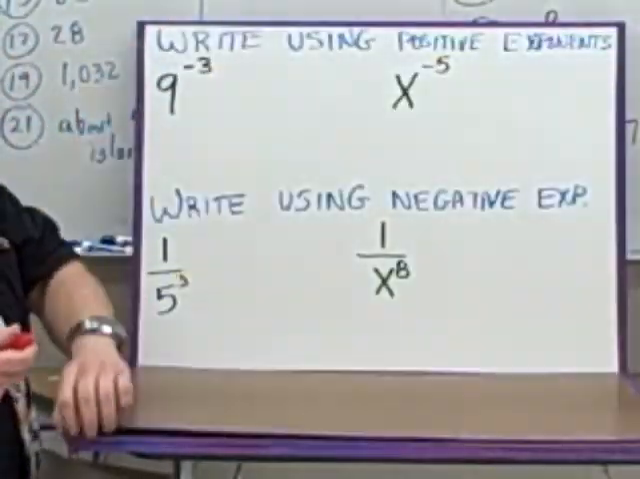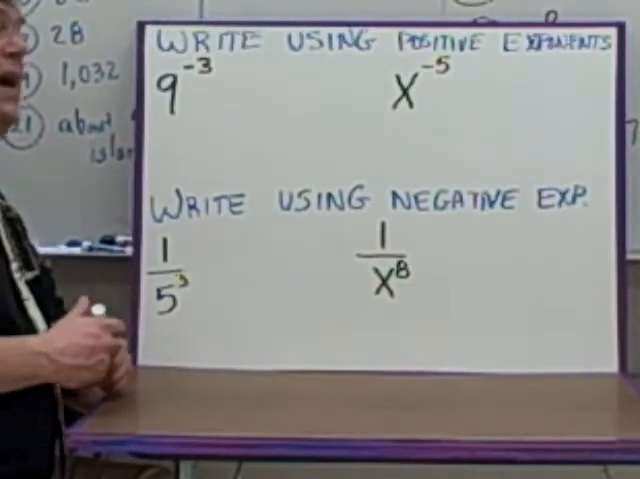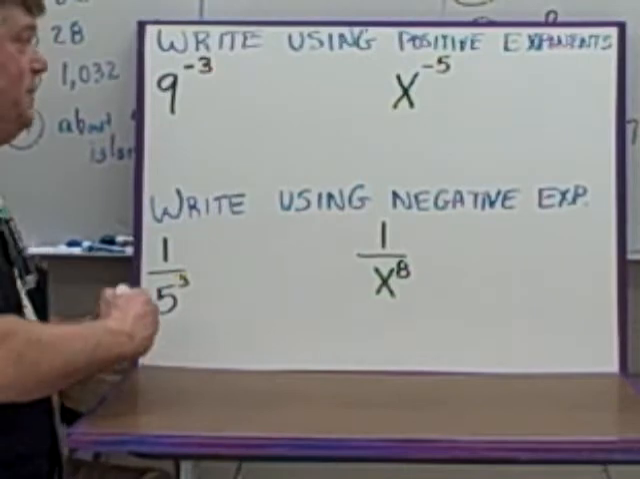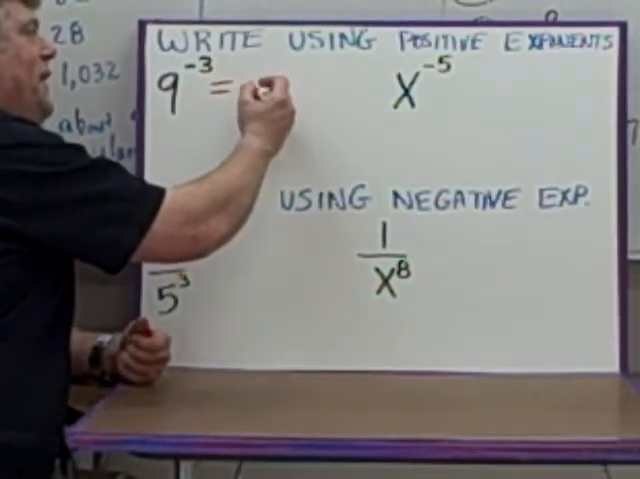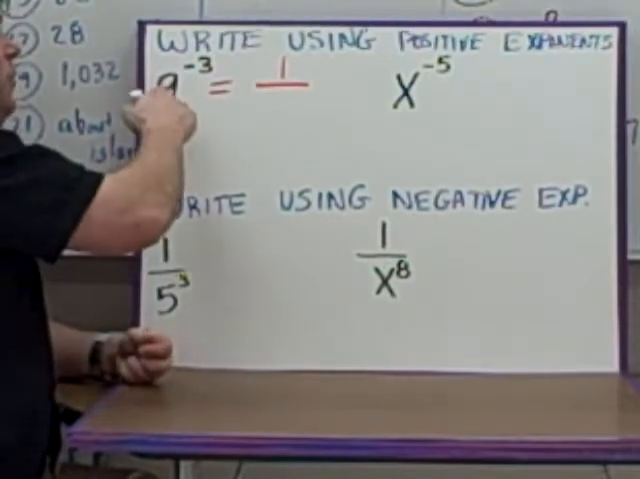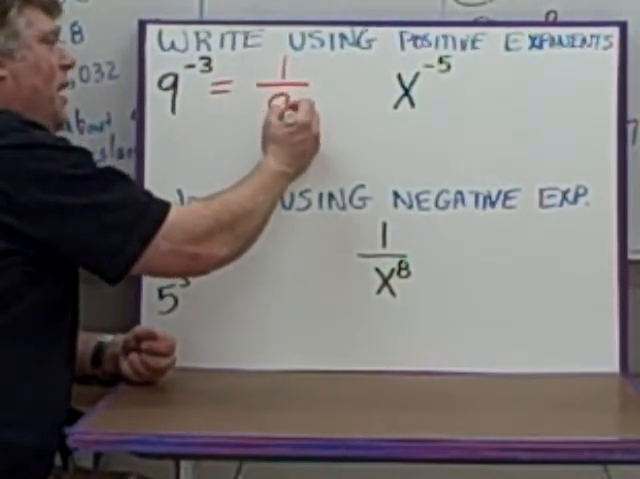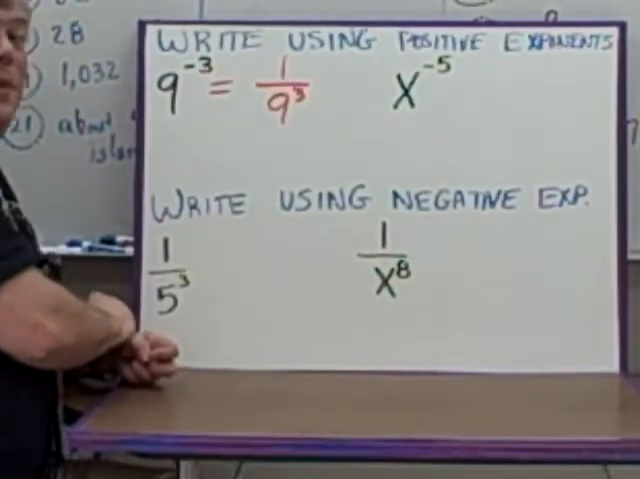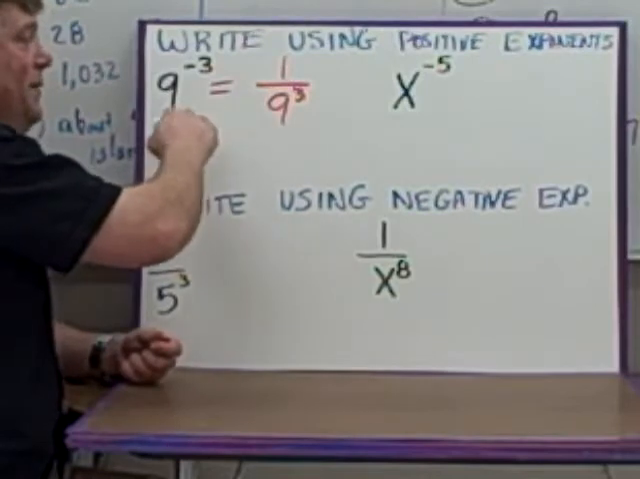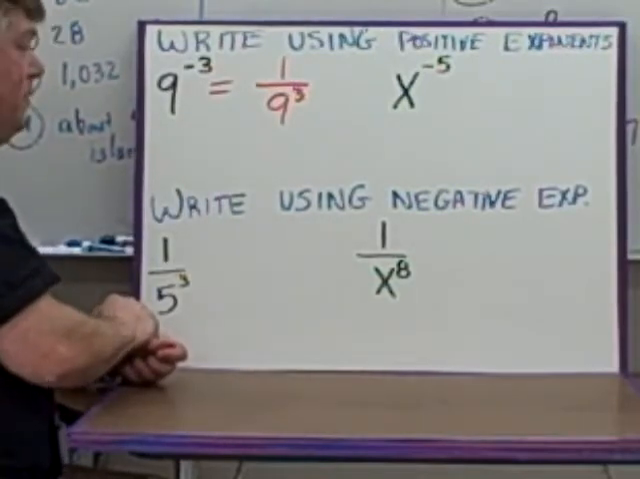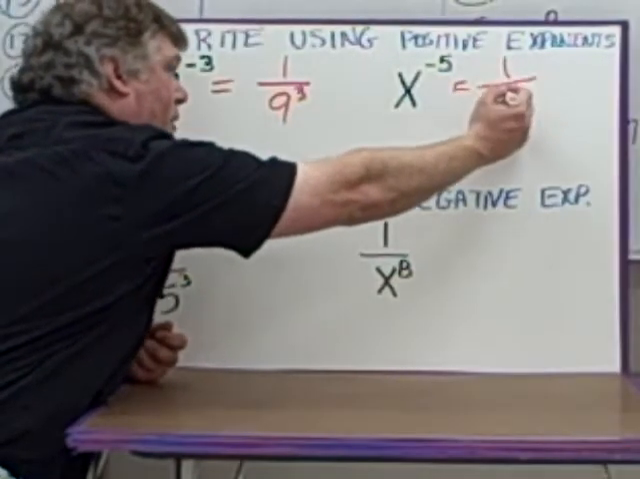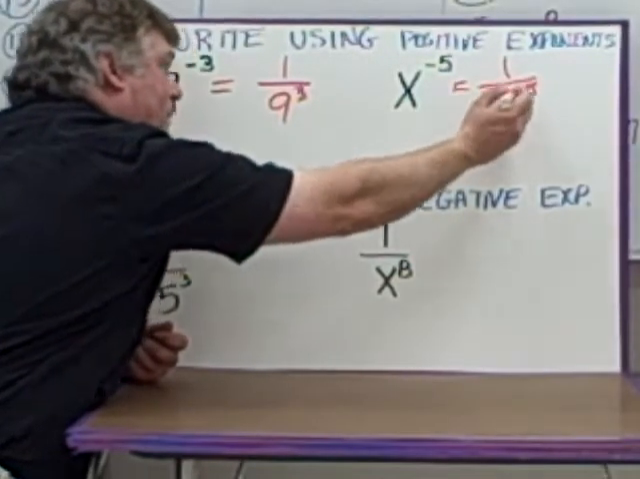So let's take a look at these types. Here, write using a positive exponent. I'm given 9 to the negative 3, and I need to write that using a positive exponent. Well, we just said that putting it on the bottom of a fraction makes it positive. So 9 to the negative 3 would be the same as 1 over 9 to the positive 3. These two are equal. Over here, to write this with positive exponents, we put it underneath 1. Again, it'd be 1 over x to the positive 5.